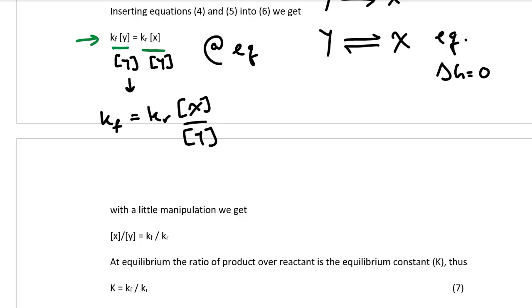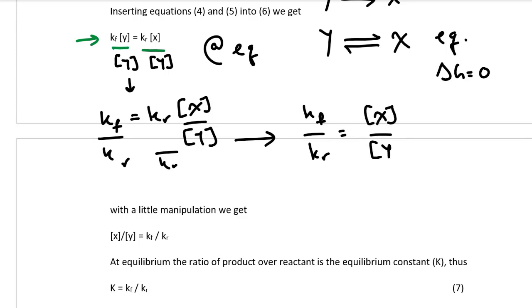Now I'm going to divide both sides by Kr. So divide both sides by Kr. And I get Kf over Kr equals X over Y. But we're at equilibrium. So the concentration of X over concentration of Y at equilibrium is just K, the equilibrium constant for the reaction.